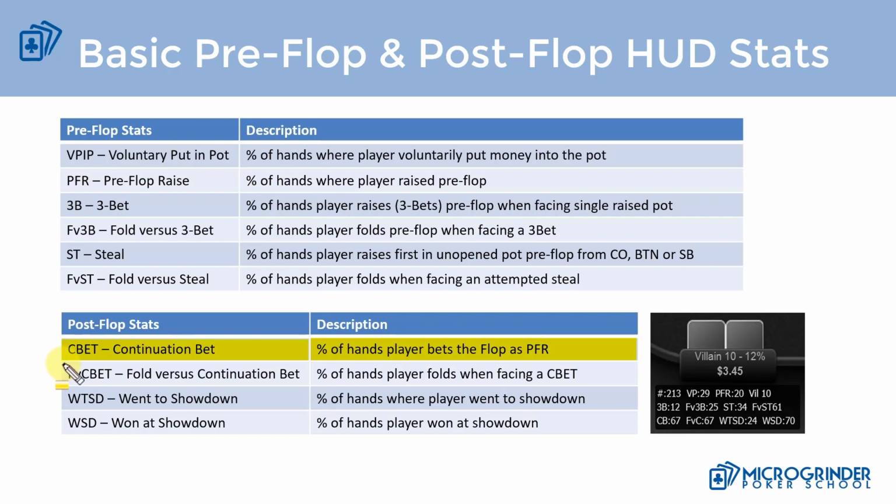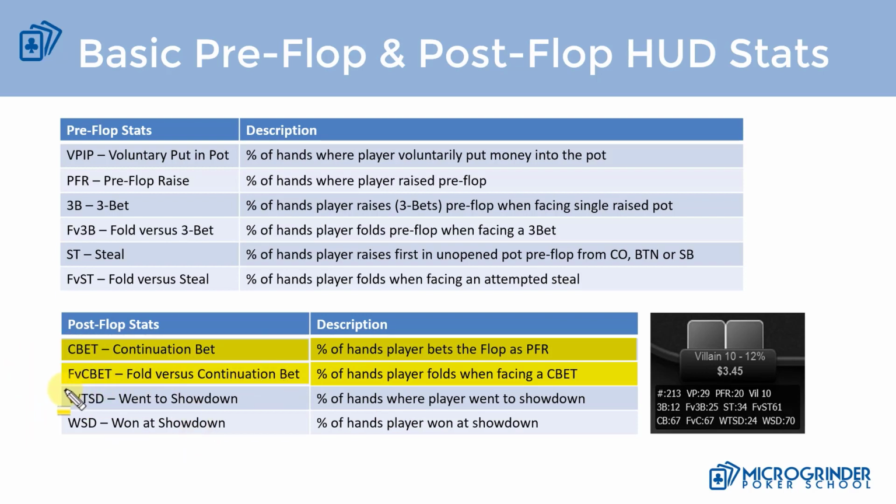The next stat is going to be a fold versus a continuation bet. So just like its name implies, it's when somebody faces a continuation bet and they fold. So for example, let's say that under the gun open raises pre-flop, and then button calls the raise and everybody else folds, it goes to the flop. Under the gun decides to fire out a continuation bet. Now the action is on button. Button decides to fold. Well, that's going to be a fold versus a continuation bet.